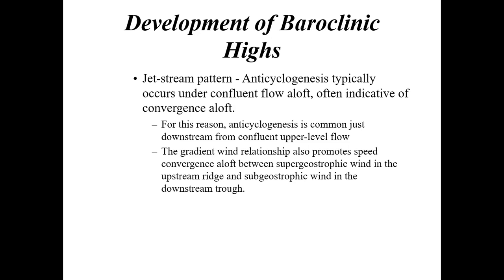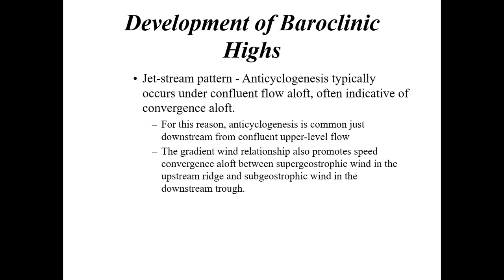Anticyclogenesis typically occurs under what's known as confluent flow aloft. That's when the height contours get closer together, kind of running into each other, and that results in an addition of mass aloft. As that mass is added in the upper atmosphere, it's got to go somewhere. As these air streams meet, the air must sink. We have a lot more mass aloft, and that is going to result in convergence aloft. So for this reason, anticyclogenesis is common just downstream from the confluent upper level flow, typically downstream or to the east of the ridge axis.